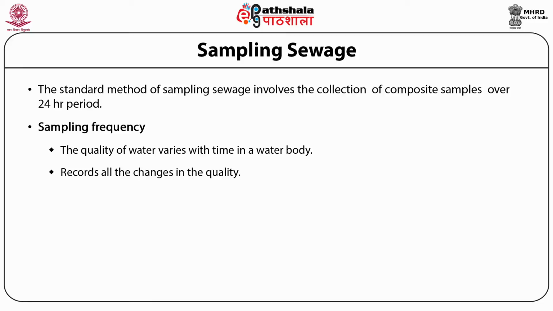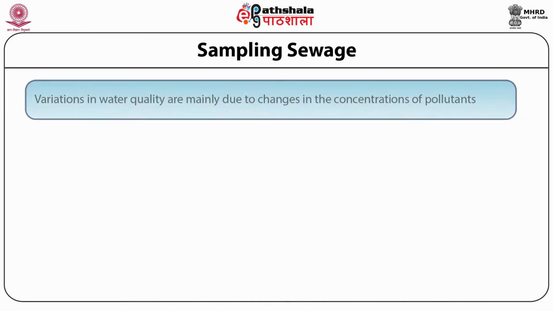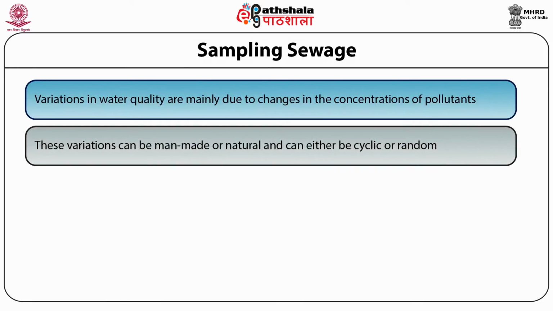The sampling frequencies generally adopted in monitoring are weekly sampling for 1 year, consecutive day sampling during the study period, hourly sampling for 24 hours, and monthly sampling for a predefined time. Variation in water quality is mainly due to the change in the concentration of the components of the water flowing into the water body. These variations can be man-made or natural and can either be cyclic or random.